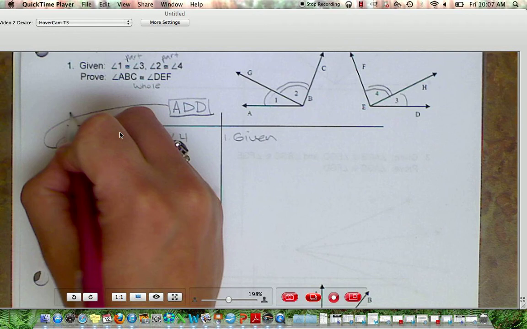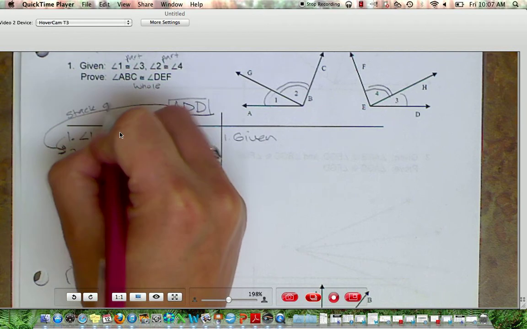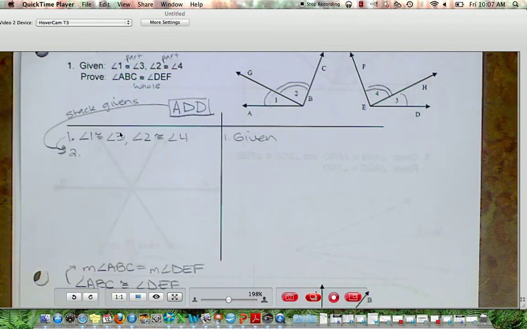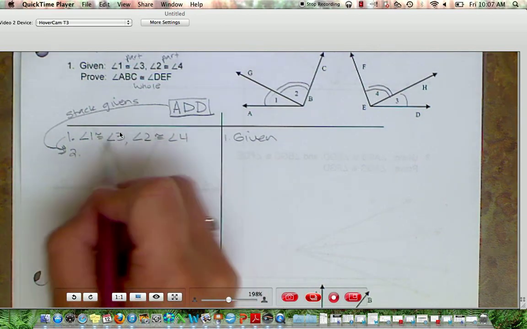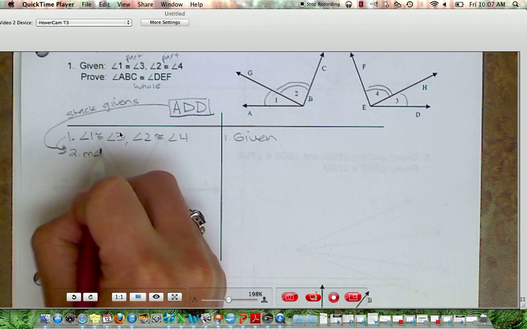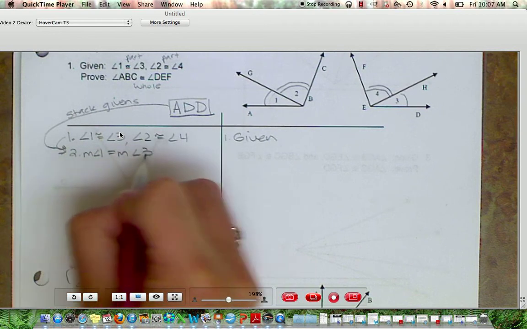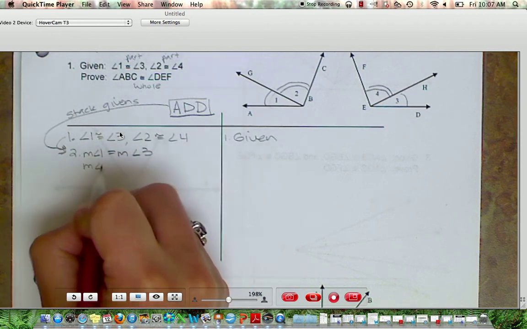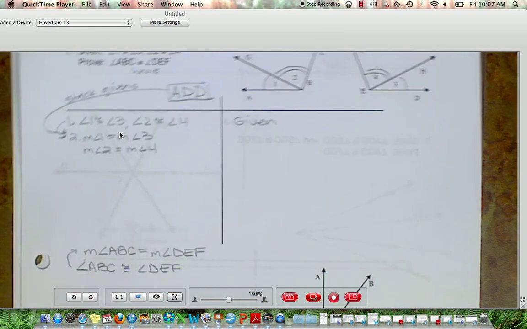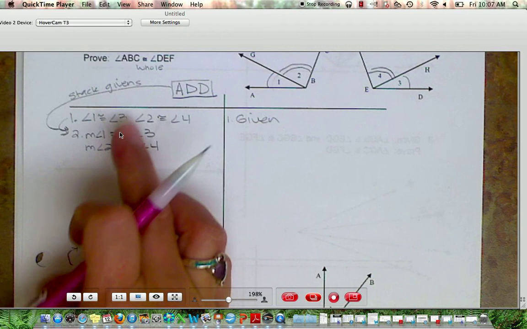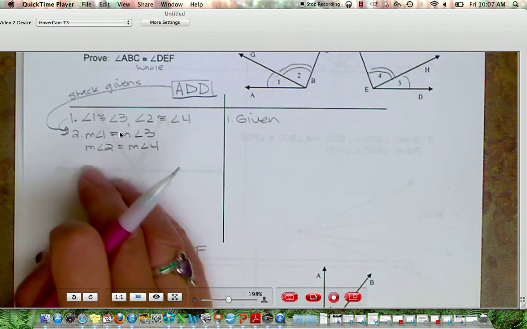since it's an addition proof, we want to go ahead and stack the givens, and you'll see why in a moment. So instead of writing them horizontally like this, when we convert them to equality, we want to stack them. So the measure of angle 1 equals the measure of angle 3, and then stack this guy underneath. The measure of angle 2 equals the measure of angle 4. So we did the same thing we did down here, but down here I just changed the format a little bit so we can do the next step.